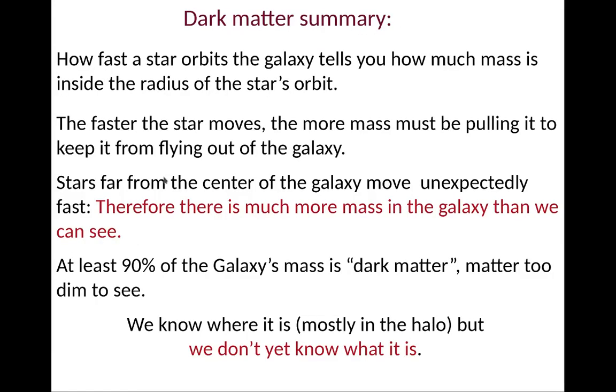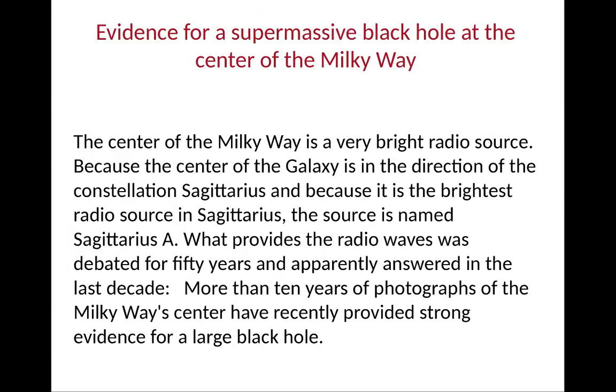Let's summarize dark matter a little bit. How fast a star orbits the galaxy tells you how much mass there is inside the star's orbit. The faster the star moves, the more mass there must be. Stars far from the center move unexpectedly fast, and therefore there must be more mass in the galaxy than we can see. So 90% of the galaxy's mass is this dark matter, matter too dim to be seen. We sort of know where it is, but we don't know what it is yet.